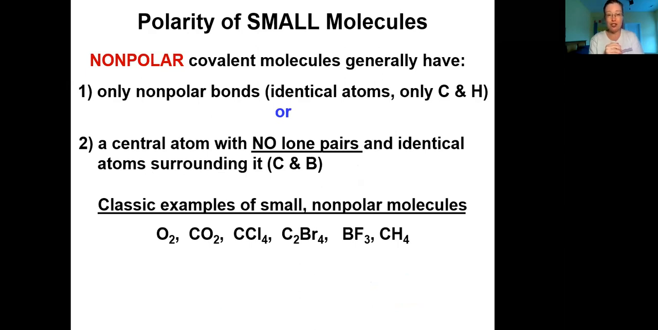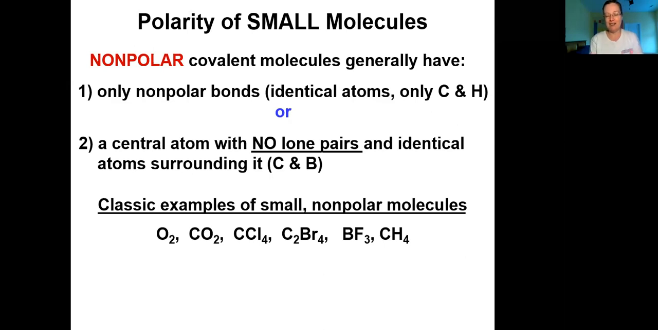Oxygen, which is two oxygen atoms bonded together. Carbon dioxide, a carbon, and on each side of them is an oxygen atom. Carbon tetrachloride, carbon with 4 chlorine atoms attached to it. C2Br4, 2 carbon atoms bonded to each other, and then they each have 2 bromine atoms. Could also be 2 chlorine atoms, or 2 fluorine, a total of 4 chlorines, 4 bromines, 4 fluorines, same effect.